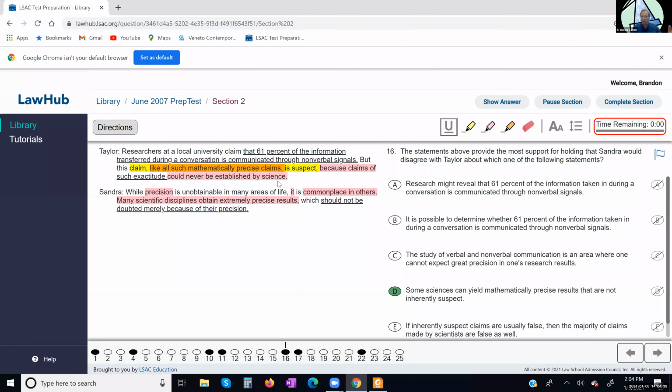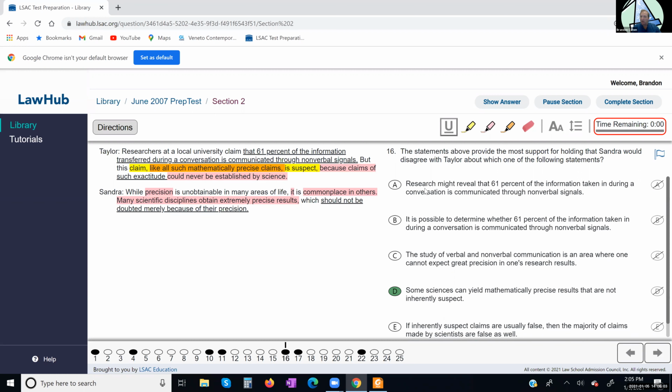So Taylor was saying that, hey, if you get mathematically precise results, like all such mathematically precise claims, it's automatically suspect. So that's the suspect part. But Sandra's saying, no, they shouldn't be doubted merely because of their precision. So the underline of Sandra is where we get Sandra to agree with this. So Sandra agrees, Taylor disagrees. That is our test there.